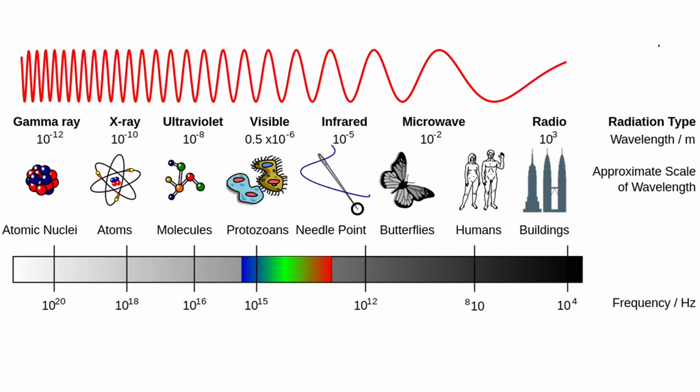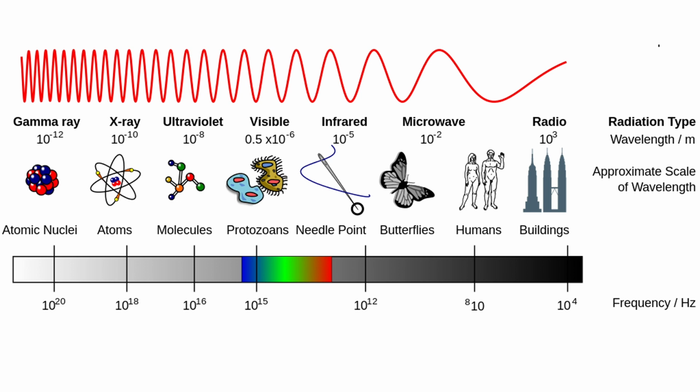This is an image of the entire electromagnetic spectrum, and you can see that all the way to the left you have very high frequency, all the way to the right you have low frequency. And you also can see to the right you have a very large wavelength, and to the left you get a very small wavelength. Radio waves, they say it's 10 to the 3 meters. So tall as a building. Infrared waves, the tip of a needle.